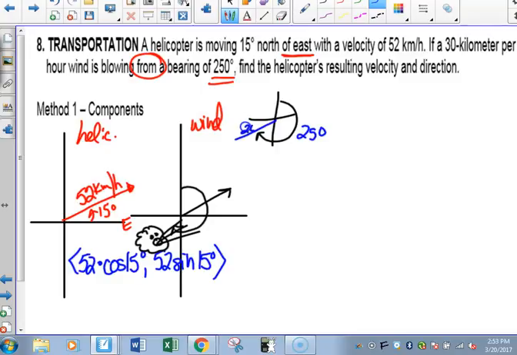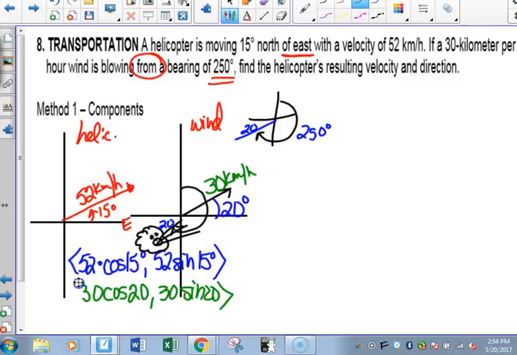Okay, this would be 20, right? 250 degrees, another 20 would be 270, or three quadrants worth. So if this is 20, then the angle over on this side when we blew it past here was 20 degrees. So we're going to do 30 kilometers per hour on that vector. We're going to do 30 cosine of 20 and 30 sine of 20 to break it down into components.